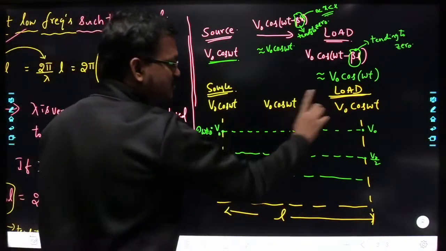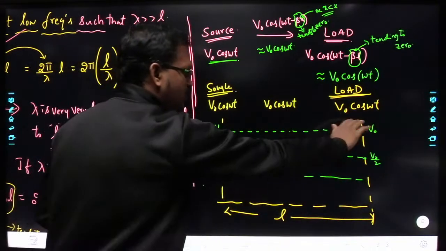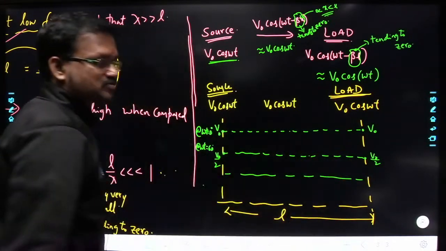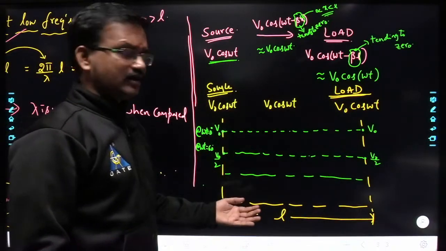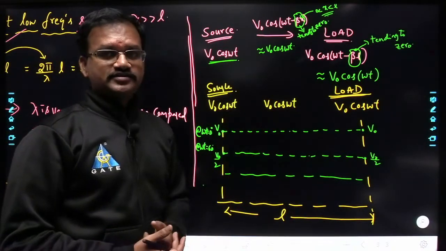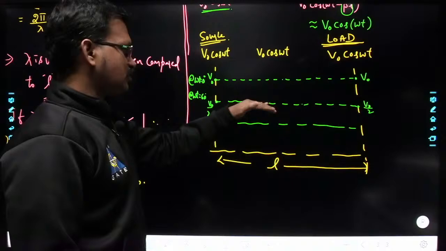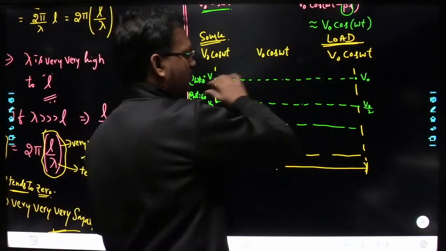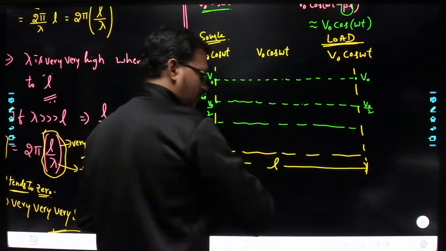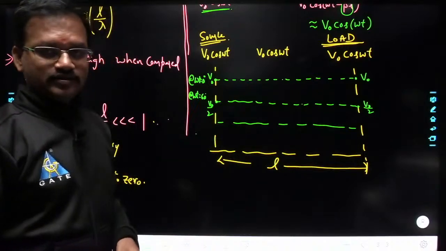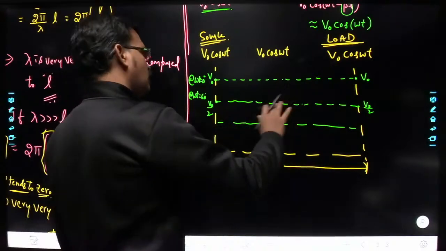This voltage at any instant of time is not varying along the length. It is constant throughout the length of the transmission line. So here we can neglect the spatial variations of the voltages. At any instant of time, the voltage from source to load is almost the same. That means this voltage is not varying along the length. At each and every instant of time, the voltage is constant from source to load.